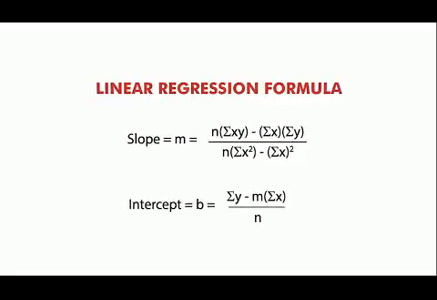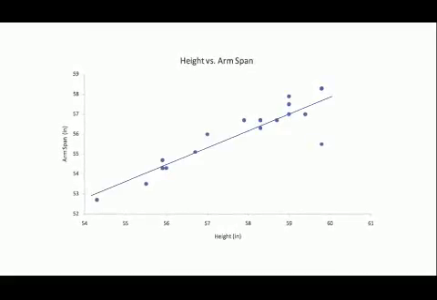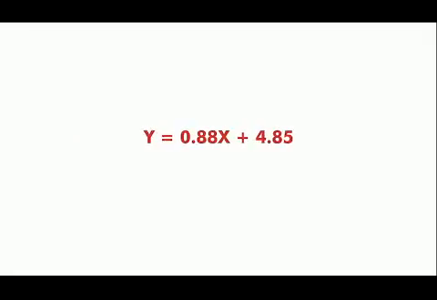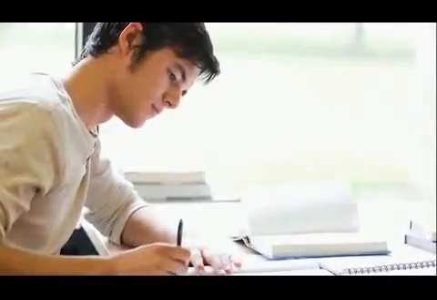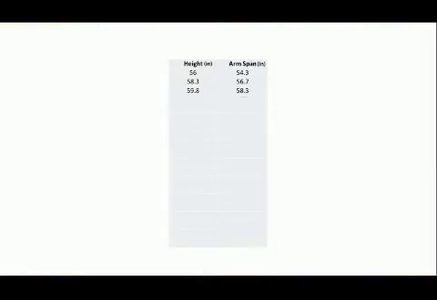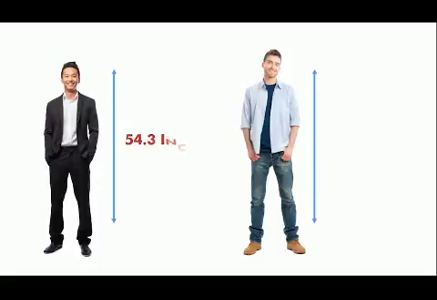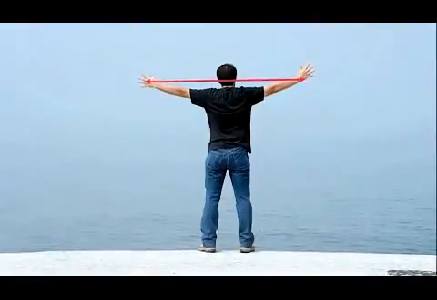equation of the line. For our scatter plot, the line of best fit looks like this, and the equation of this line is approximately y equals 0.88x plus 4.85. Knowing the formula for the line of best fit is very helpful if you wish to estimate data values that are not already part of the set. For example, if we were to consider people with heights between 54.3 and 59.8 inches, we could estimate their arm span based on our line of best fit.